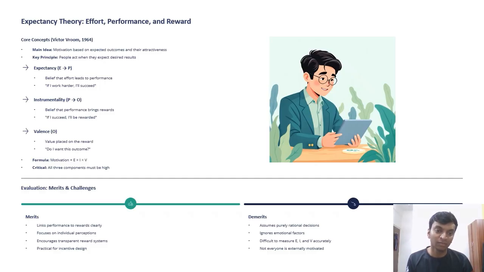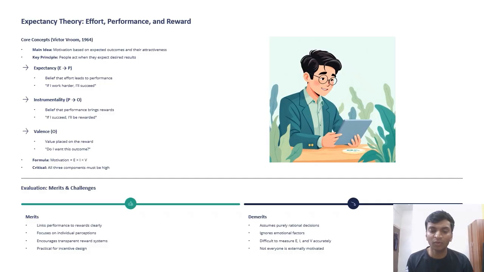Instrumentality: belief that performance will bring rewards. If I succeed, I will definitely be rewarded, maybe in terms of commission when it comes to a sales or marketing person. And valence: value placed on the reward. Do I actually want this outcome? Is this what I'm looking for? Am I looking to get a good position, irrespective of the pay? Or maybe sometimes I want to be more financially conscious and don't really care much about being in a better position in the future.